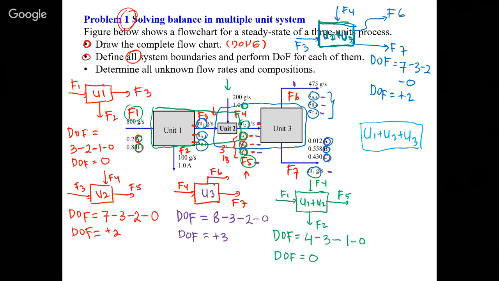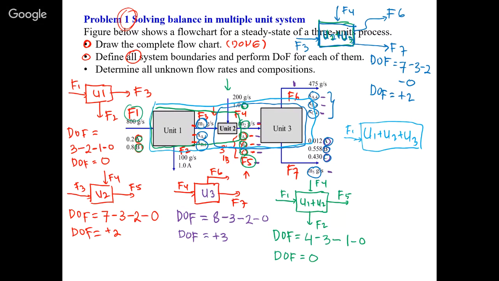So now we have a box that combines the three of them. You have input of F1, input of F4, output of F6, and output of F7. One more is output of F2. Yes, we have five streams around the units, and we do the degree of freedom analysis for this one.